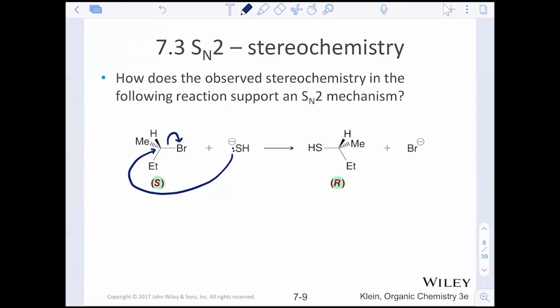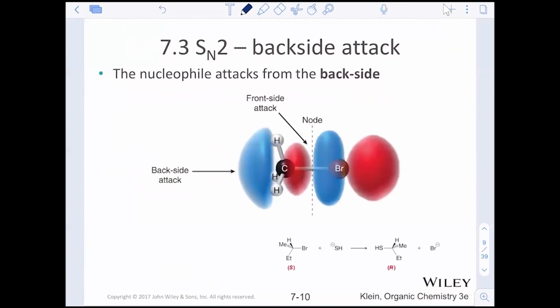When we have a stereocenter, when we have a chiral carbon being our alpha carbon, the alpha carbon with the leaving group, we always see an inversion of stereochemistry. If the starting material, the alpha carbon, was S, it becomes R in the product. If it started as R, it becomes S in the product. What does this tell us? That the nucleophile must be attacking from the back side of the molecule, the opposite side of our carbon to halogen bond.